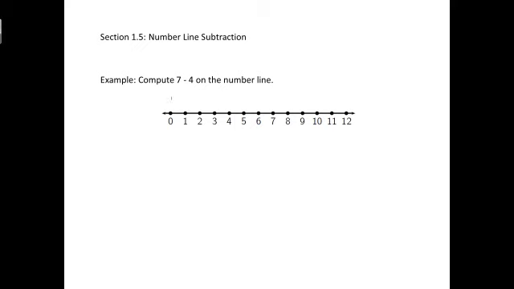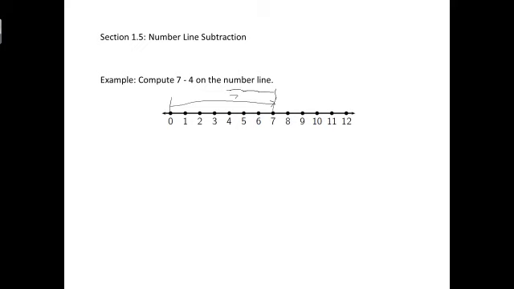As always, we start from 0, we go over to 7, and this time to subtract 4, instead of moving 4 to the right, we move 4 to the left. 1, 2, 3, 4. You can see that we ended up at 3, so 7 minus 4 is 3.